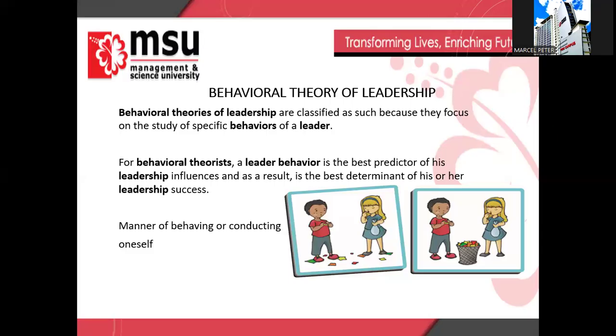So, in conclusion for this particular slide and this theory, leadership is shown through behavior. Actions matter more than position. Good leadership behavior can be learned and improved. This is why the behavioral theory is important in modern leadership studies.